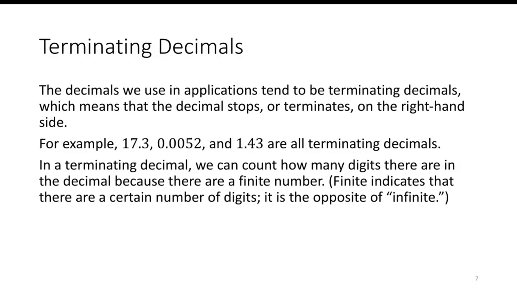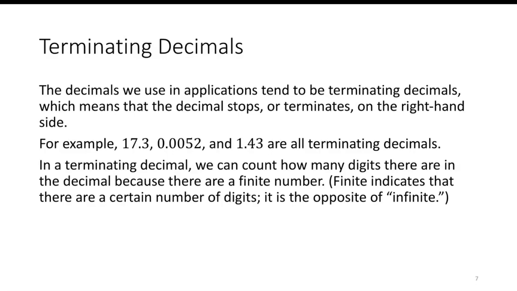Terminating decimals are the simplest ones to convert between decimals and fractions because all you need to do is look at the final digit. The decimals we use in applications tend to be terminating decimals, which means that the decimals stop, or terminate, on the right-hand side. So 17.3, 52 ten-thousandths, and 1.43 are all terminating decimals.